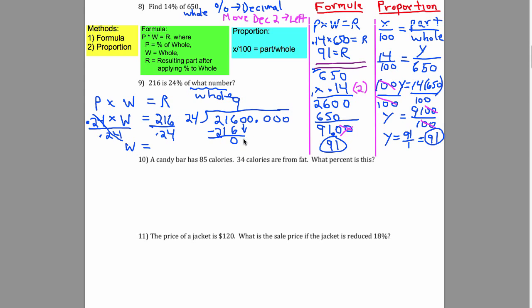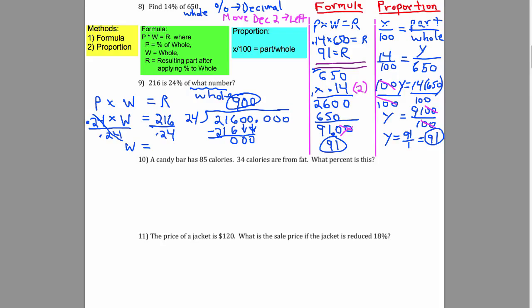Bring down the 0. How many 24s in 0? 0. Bring down the next digit. Again, it's a 0. 24 and 0 is 0. So my final answer is 900.